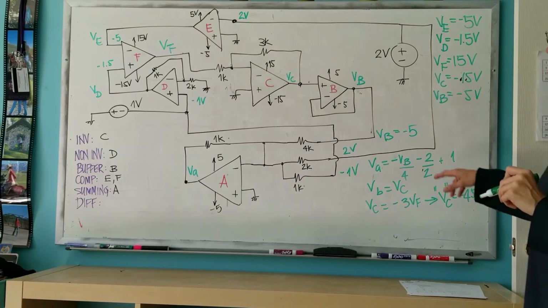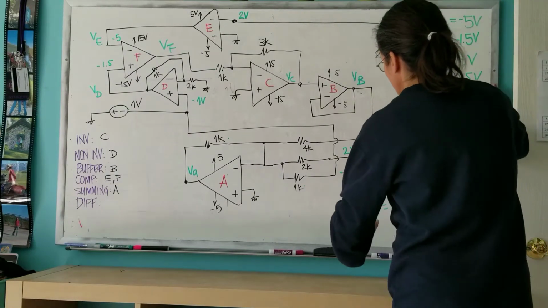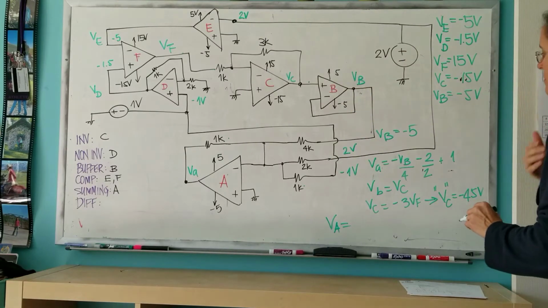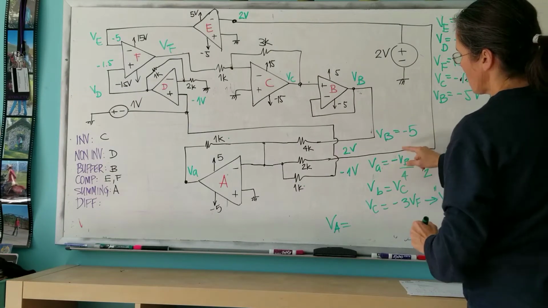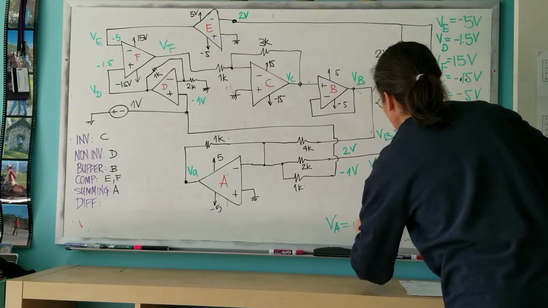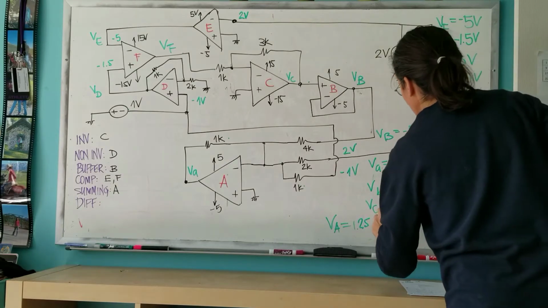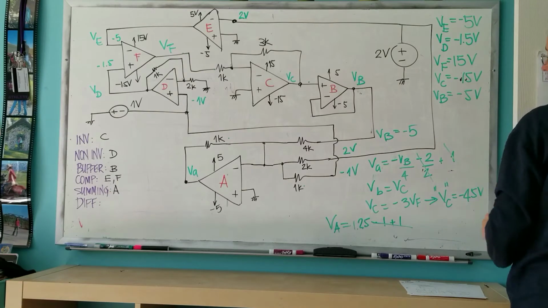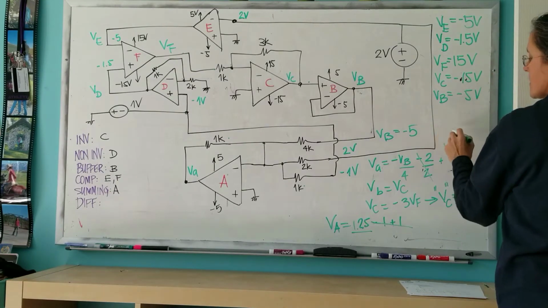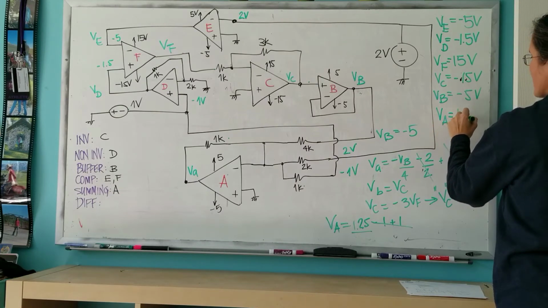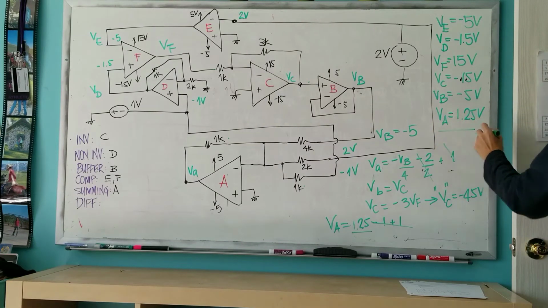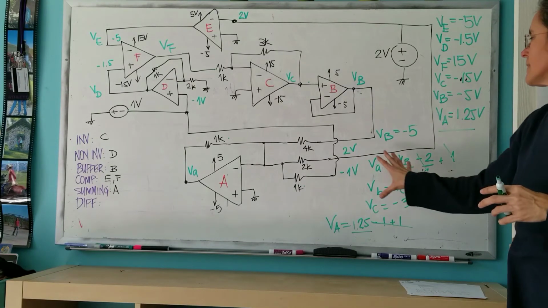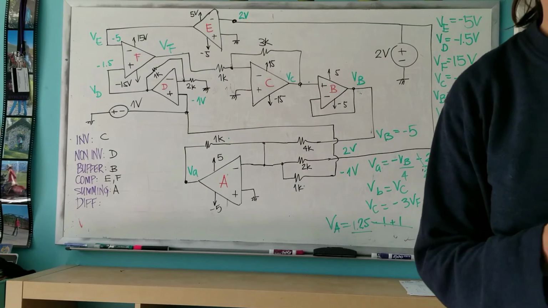Now I can use this formula to tell what VA is. I apologize for capital and lowercase here, but it's 5 over 4, minus 1 plus 1. So it's really, actually I should have done this already. It's 1.25 volts, that's VA. This would be all the voltages on the outputs of the op-amps. And hopefully this is simple enough for you to follow without me writing all the equations.